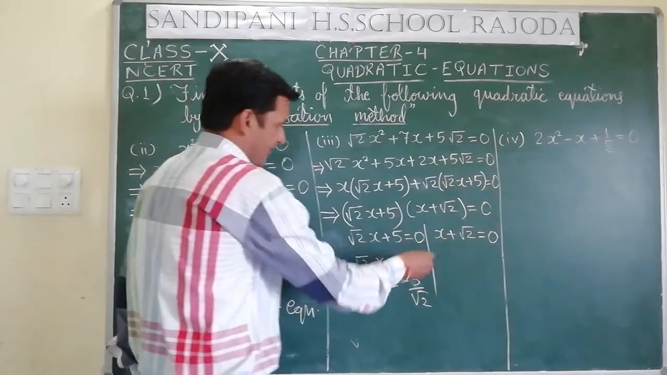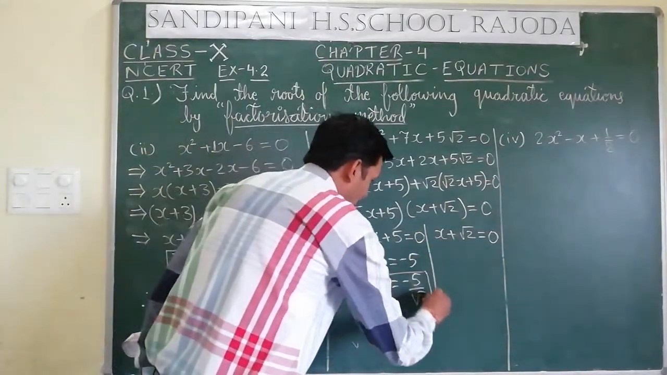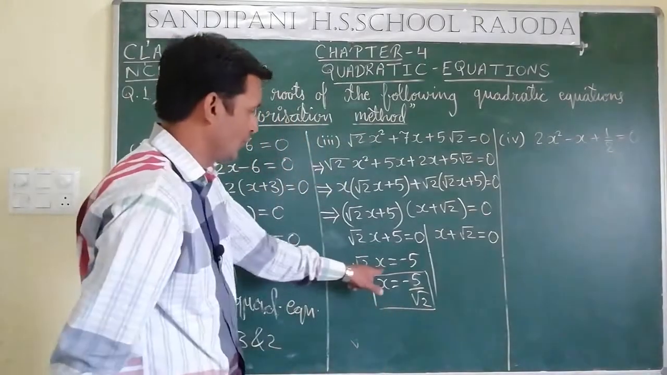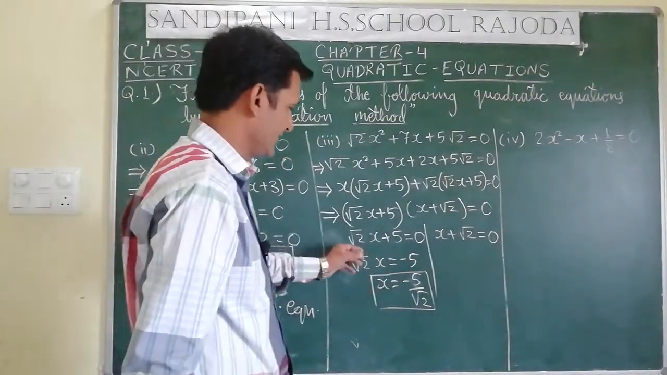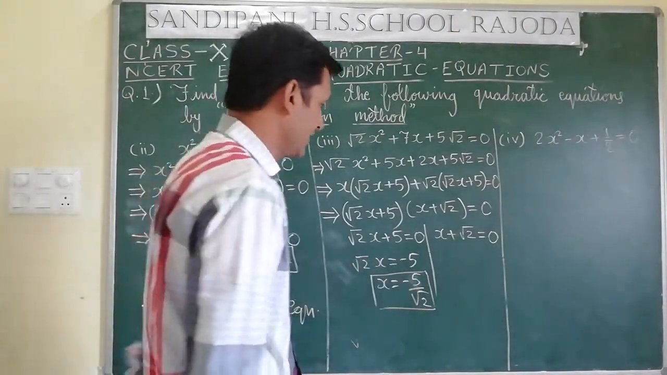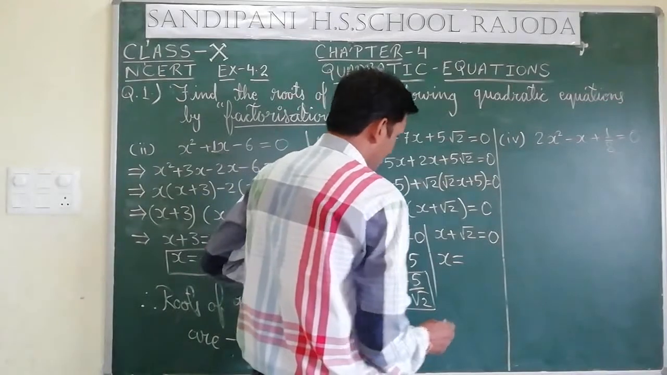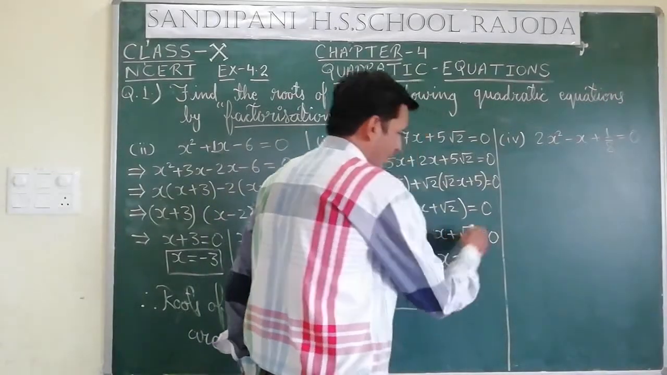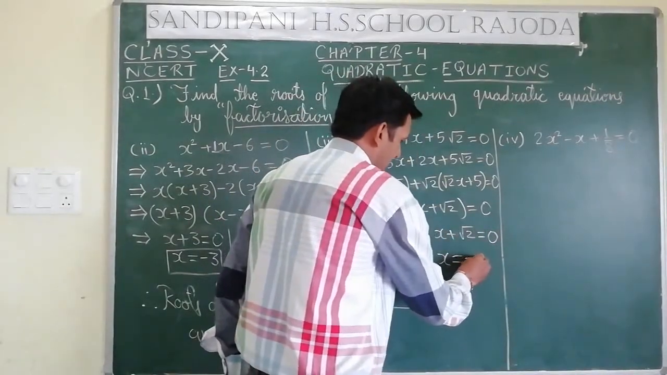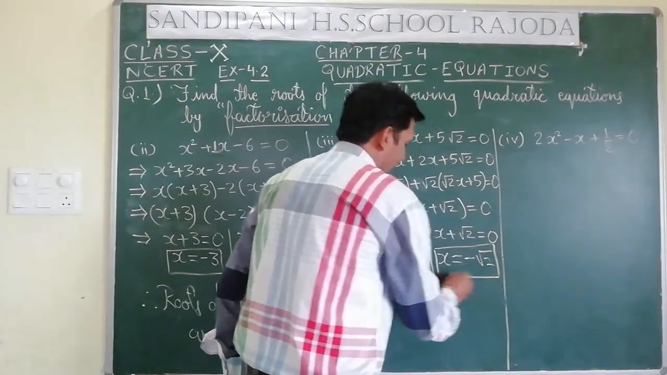You may write it separately. So, it is x is equal to minus 5 by root 2, because root 2 is in product here. If it is transposed from LHS to RHS, then it will become the denominator. Here x is equal to 0 minus root 2, that is minus root 2. So, this is the another root.